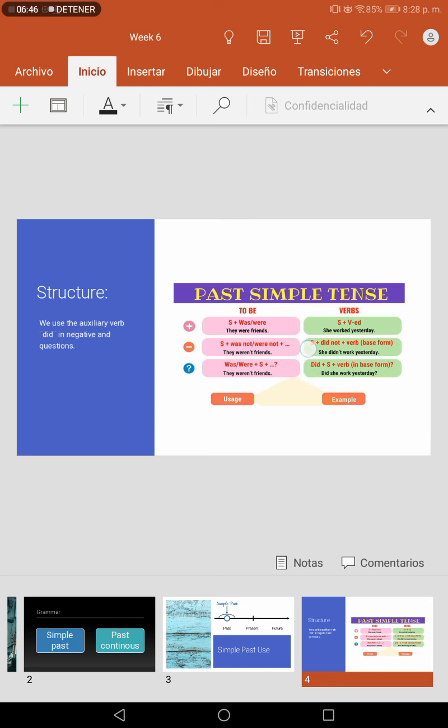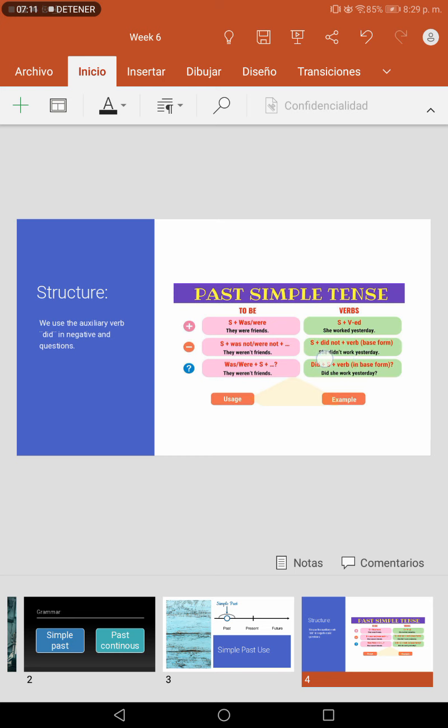For example, the structure for simple past in negative is subject, auxiliary verb, not, in this case did not. Then we have the verb in base form. Nuestro verbo ya no va a cambiar a su forma pasado como sí se hace en afirmativo. ¿Por qué ya no lo cambiamos en negativo? Porque nuestro auxiliar did ya le está dando la connotación de pasado.